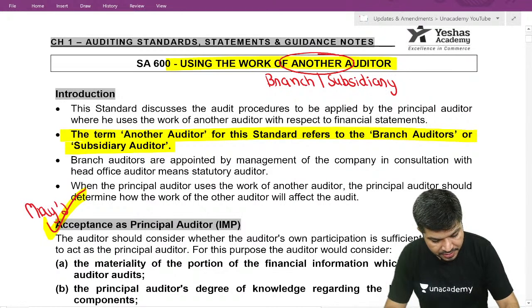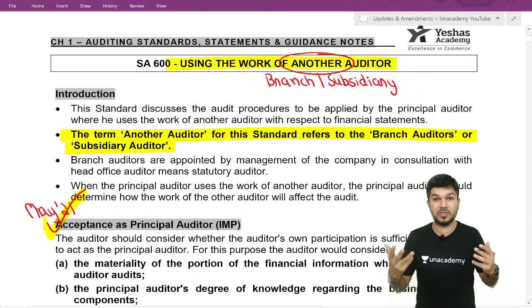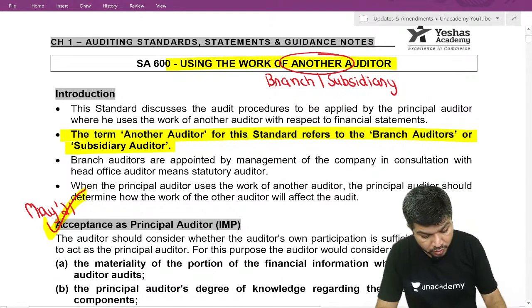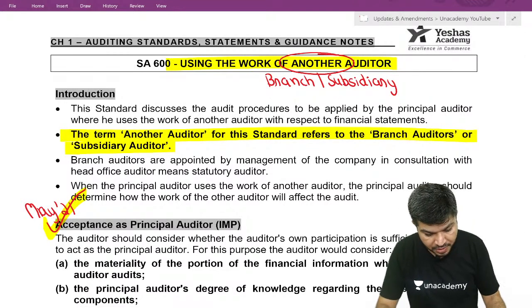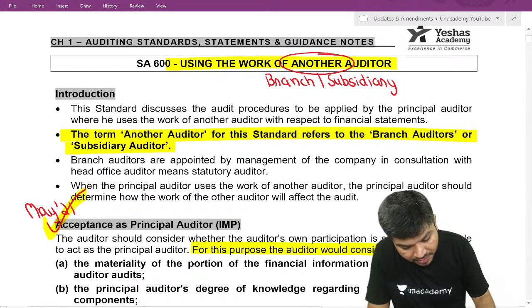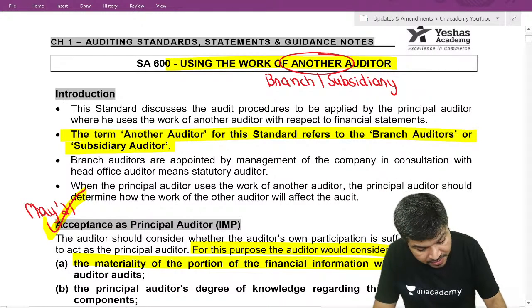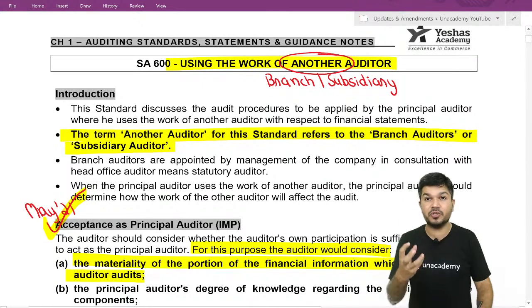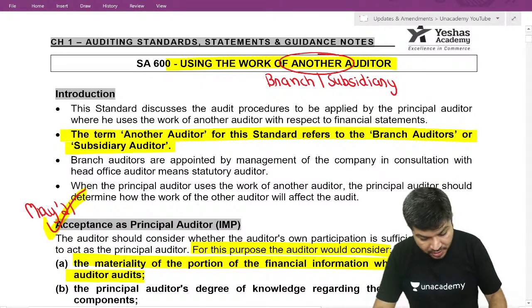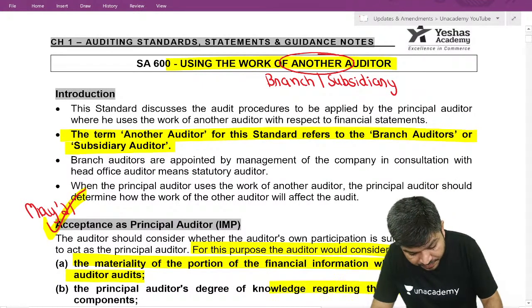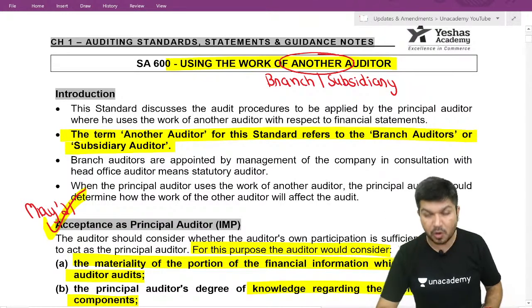If at all they ask you to accept the position of principal auditor, what should you do? For this purpose, the auditor will consider the materiality of the portion which the principal auditor audits. How much portion am I auditing? What is my knowledge regarding the business of the components?